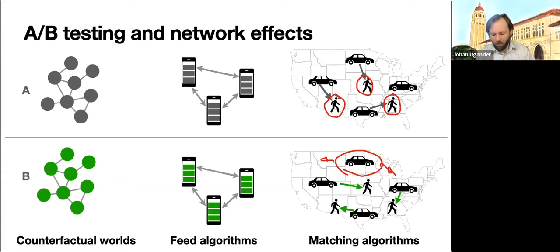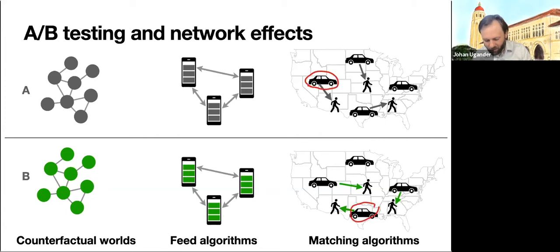So the problem there, just as in the feed algorithm setting, is that these two worlds are really strongly counterfactual. You can't just get a little bit of a glimpse of what happens if we assign this driver according to algorithm 1 and this driver according to algorithm 2. So you have this real difficulty that you can't easily get glimpses of these two parallel worlds.